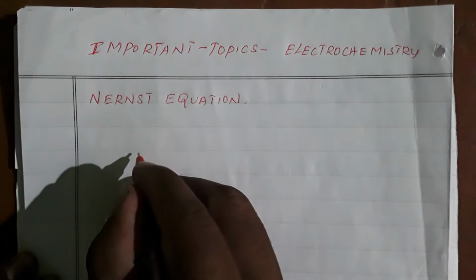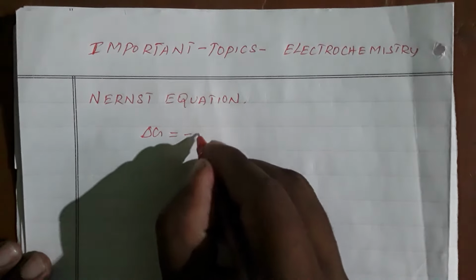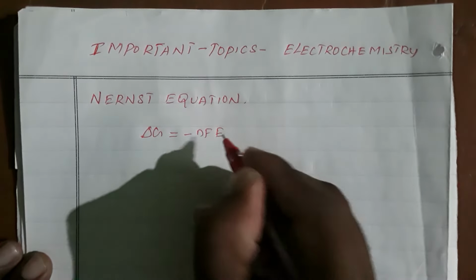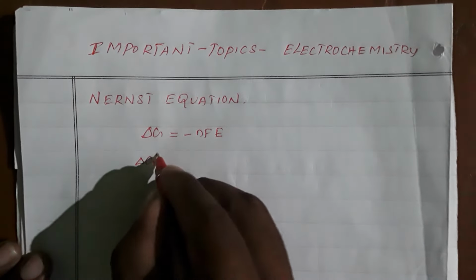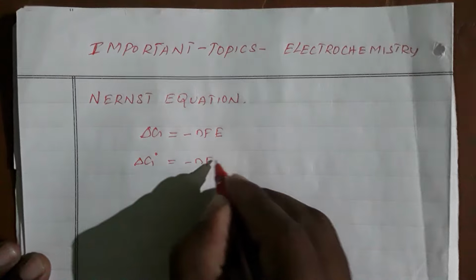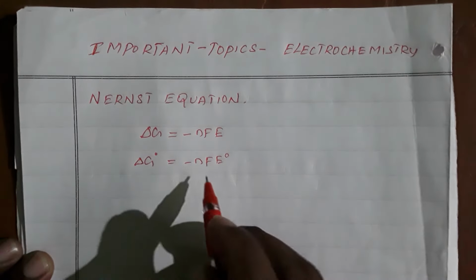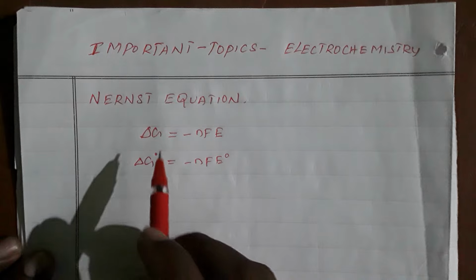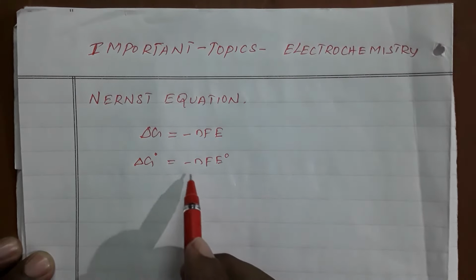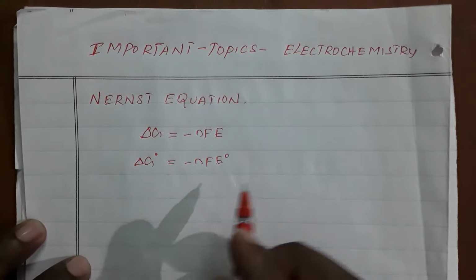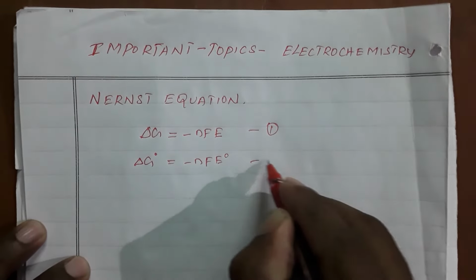Before deriving, we know the well-known thermodynamic equation, that is ΔG equal to minus nFE. And this you can take as ΔG naught is equal to minus nFE naught. This is for the standard free energy, the Gibbs free energy, that is equal to minus nFE naught. So you can take this one as equation number 1, and this one as equation number 2.